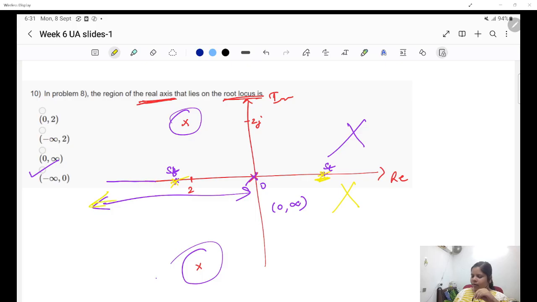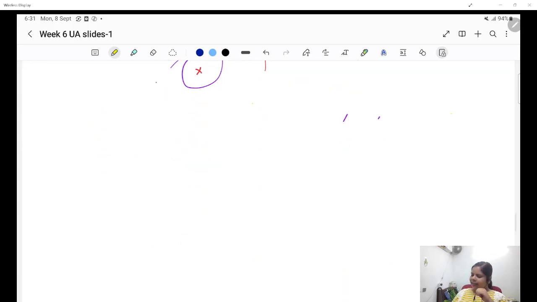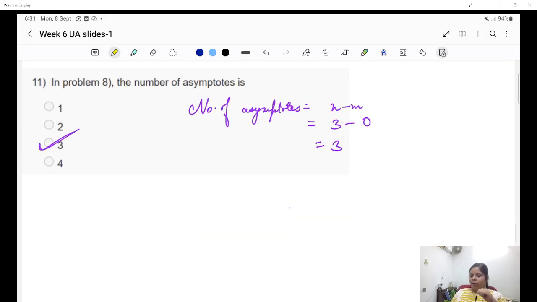That means if the number of poles or zeros that you have on the real axis to the right of the test point is odd, then that region lies on the root locus. That is what we were discussing at that point also, that if towards the right there are an odd number of zeros and poles together, then that region lies on the root locus. So if the question comes, what is the region on the real axis that lies on the root locus, this is the correct answer.